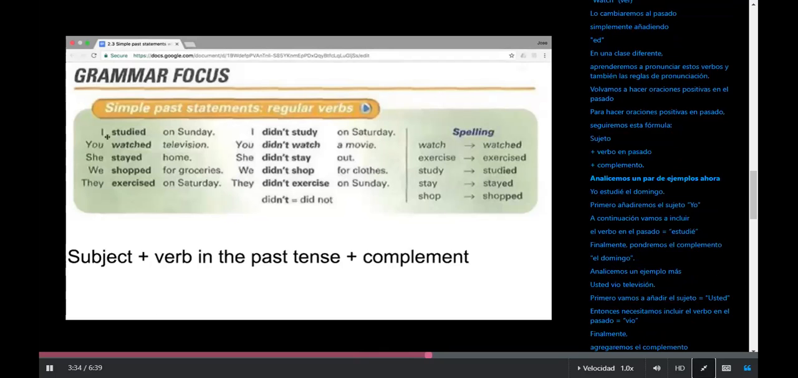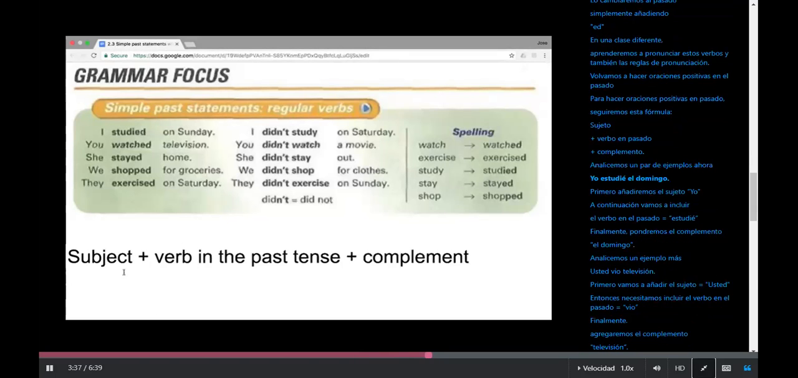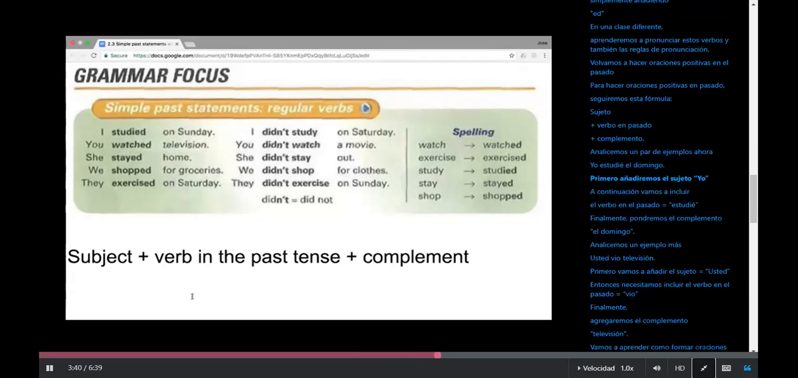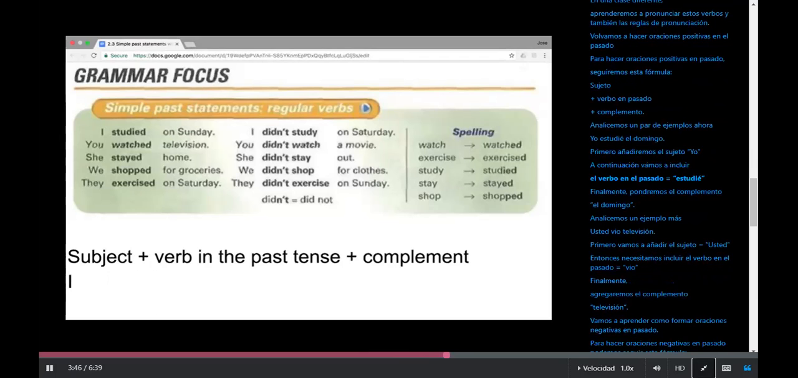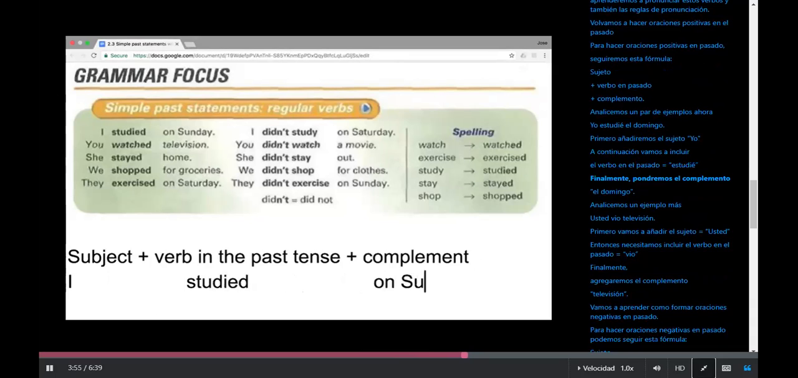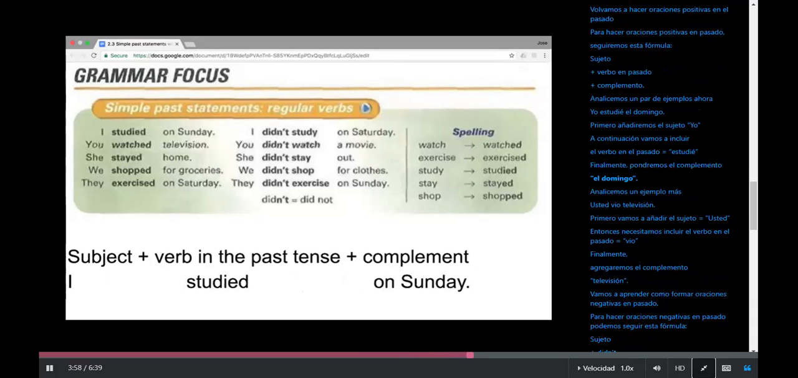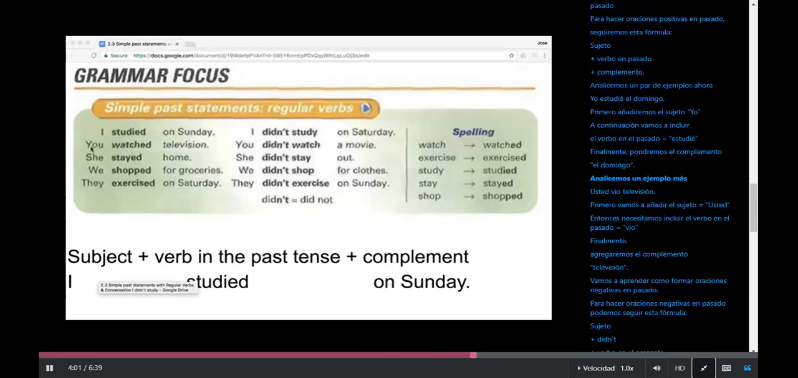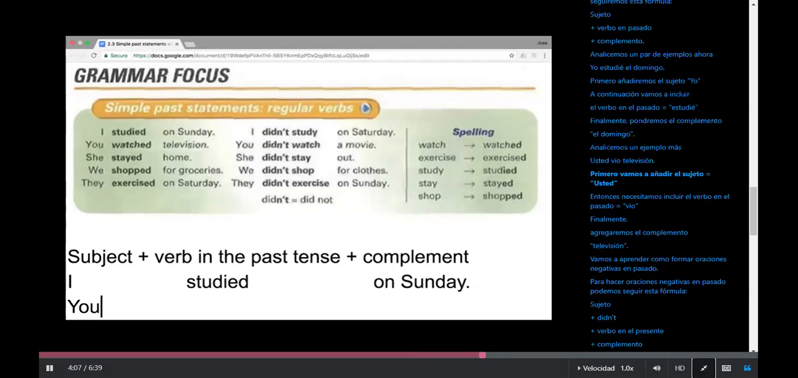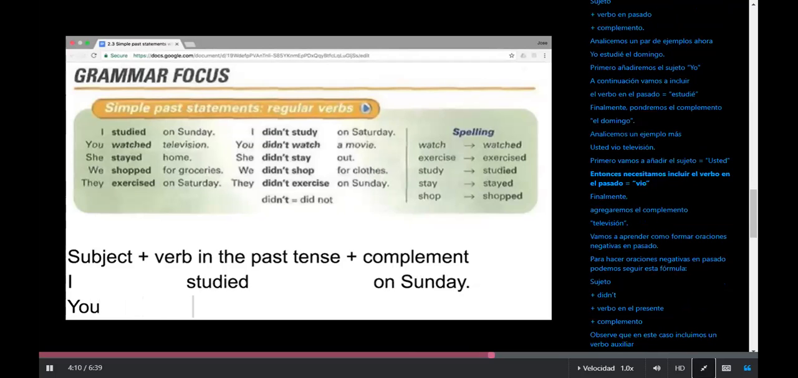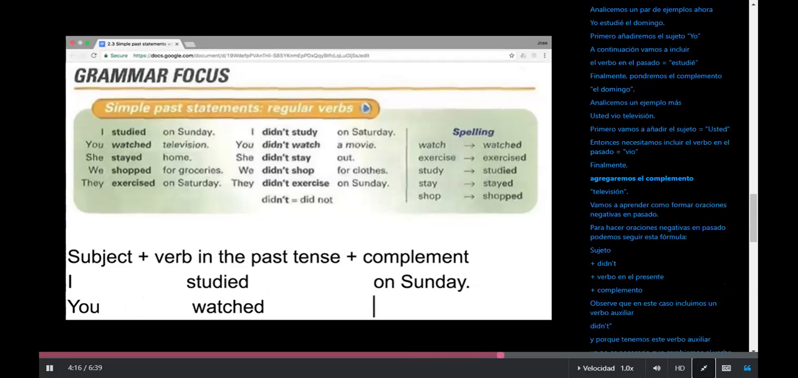Let's analyze a couple of examples now. I studied on Sunday. First, we will add the subject, I. Next, we will include the verb in the past tense. Finally, we will put a complement, on Sunday. Let's analyze one more example now. You watched television. First, we will add the subject, you. Then we need to include the verb in the past tense. Finally, we will add the complement television.